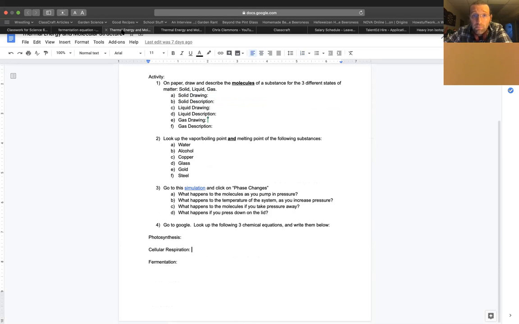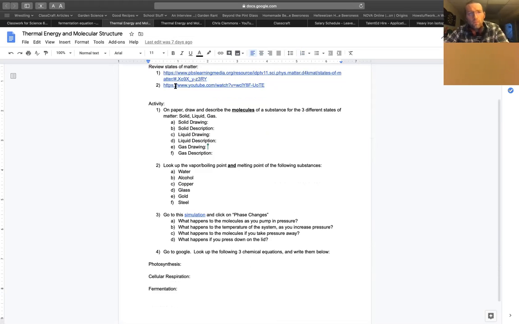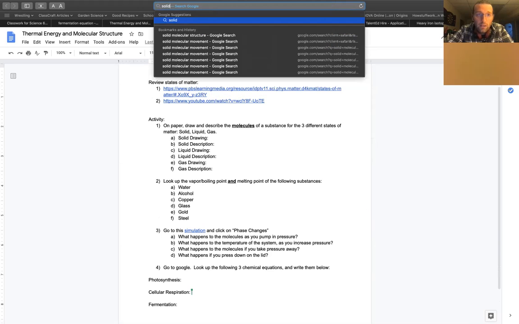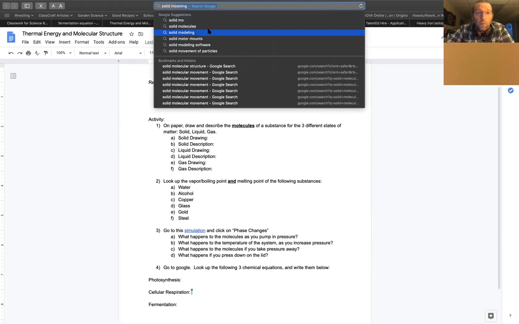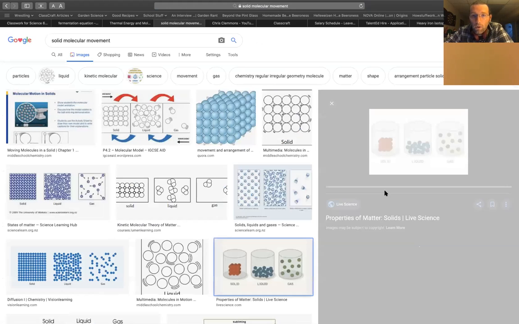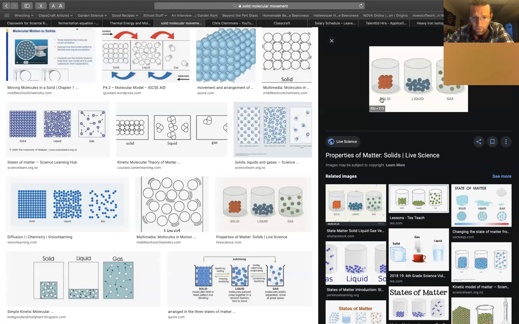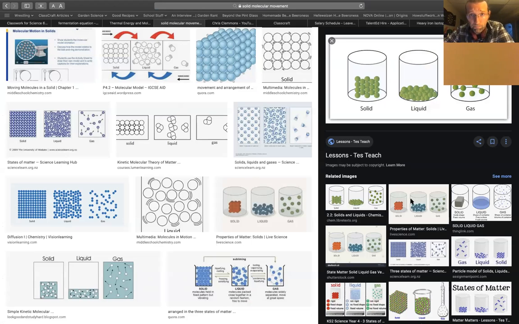So what I expected out of that was something that looked kind of like this. I'll just go straight to Google to give you a good example. Solid molecular movement, I believe, is what I searched. All right, so solid molecular movement, I click on images, and boom, I go straight to this example, because this example right here really drives the concepts home, and maybe even this example a little bit better.